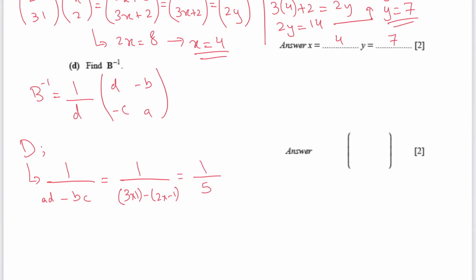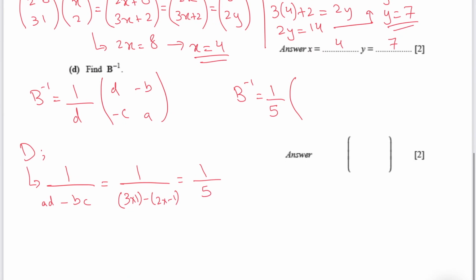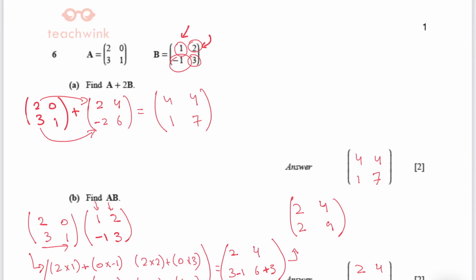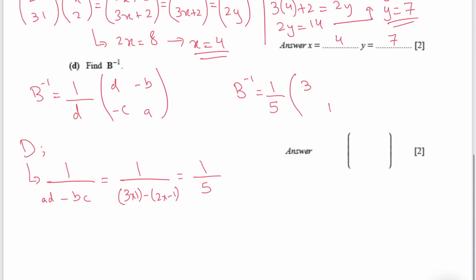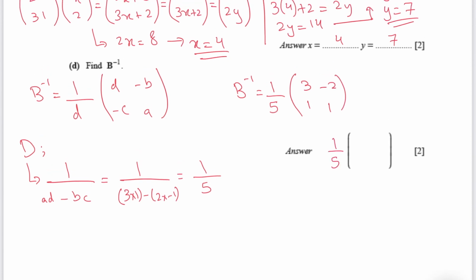So let's write down the final matrix. B inverse is going to be 1 over 5, and the matrix would become 1 switching with 3, so 3 comes over here, 1 goes over there, and then since b is positive, it becomes negative, and since c is negative, it becomes positive, so it will become negative 2 and 1. This is going to be the final answer: 1 over 5 times 3, negative 2, 1 and 1, and we are done.